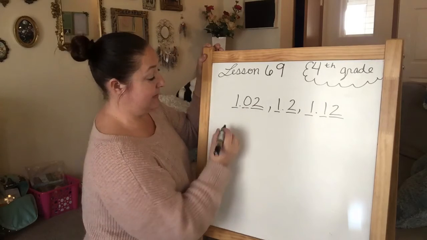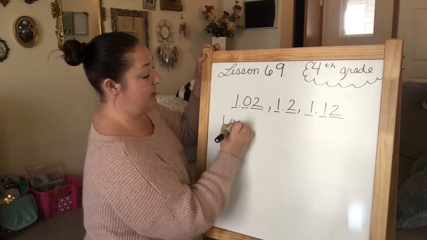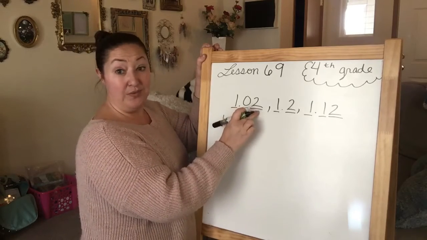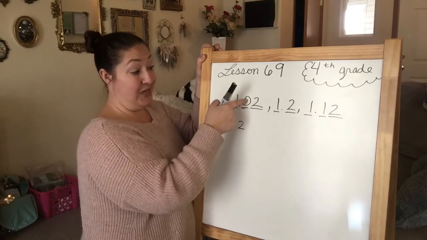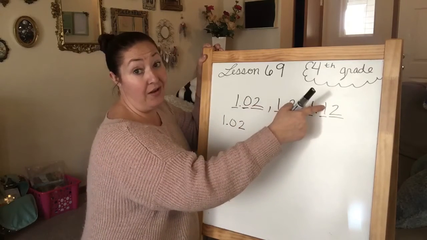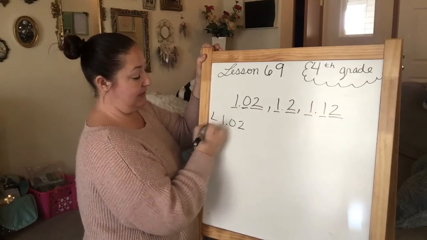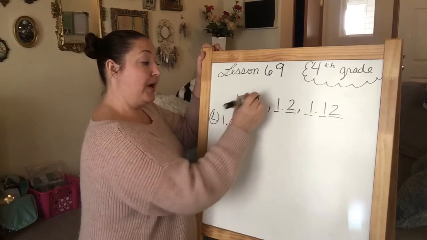0 is the smallest. So this one is obviously the smallest, because I didn't even have to go over to the hundredths place. Just in the tenths place I can see that 0 is smaller than 2 and 1. Okay, so this is our least. Least, it's my L. Now we got this one out.